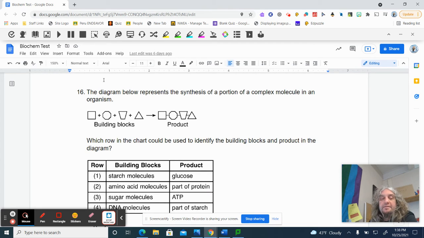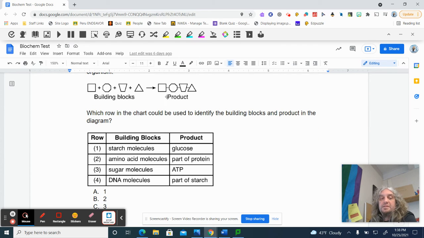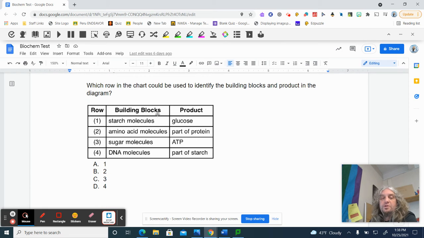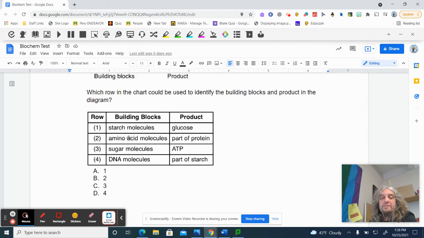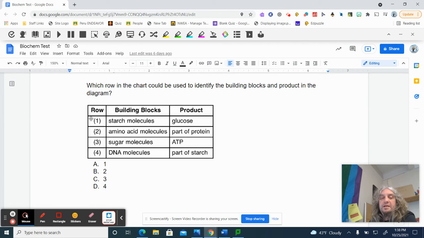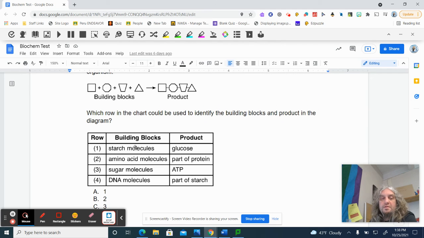Question 16. The diagram below represents the synthesis of a portion of a complex molecule in an organism. Building blocks make a product. Which row in the chart could be used to identify the building blocks and product in this diagram? A would be row 1, B is row 2, C is row 3, D is row 4. Which best represents the building blocks and product from this diagram?